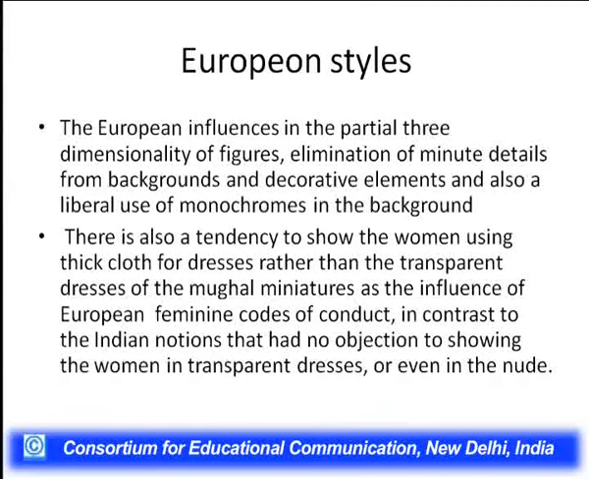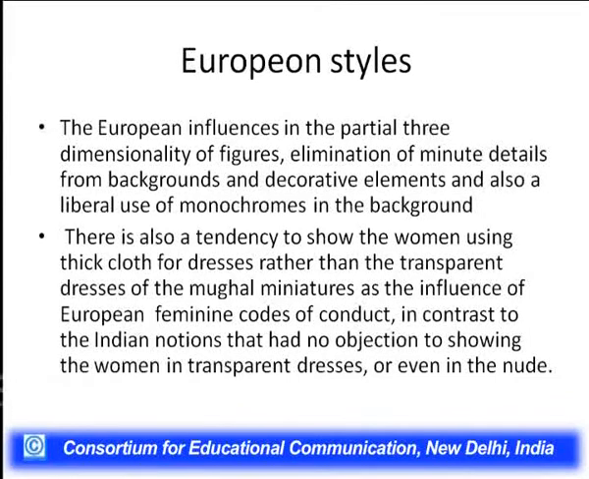Then, carrying on with our discussion about the kind of paintings that have been just shown to you, how do you describe these paintings? They can be described as European styles and European influences in the partial three-dimensionality of figures as well as elimination of minute details from backgrounds and decorative elements. And also a liberal use of monochromes in the background. All these were very important features of European painting during the early 19th century.